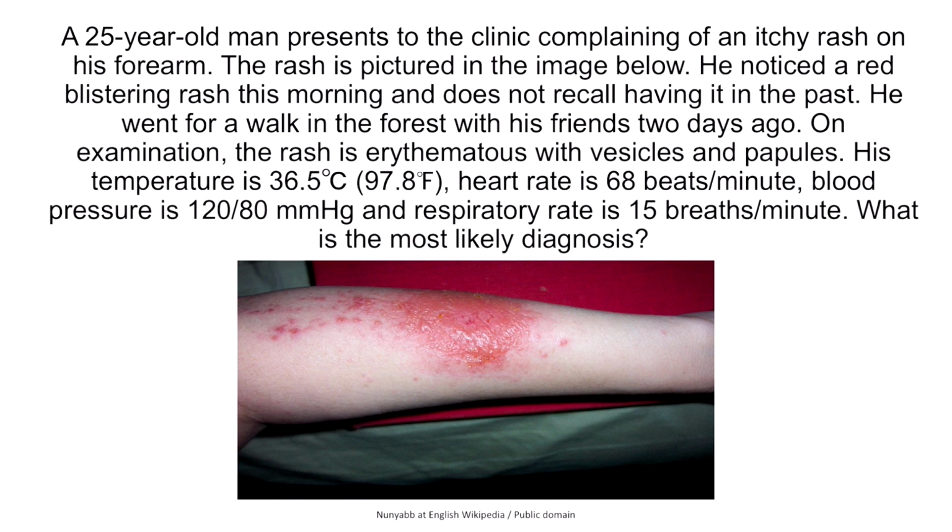His temperature is 36.5 degrees Celsius. Heart rate is 68 beats per minute. Blood pressure is 120/80, and respiratory rate is 15 breaths per minute. What is the most likely diagnosis?